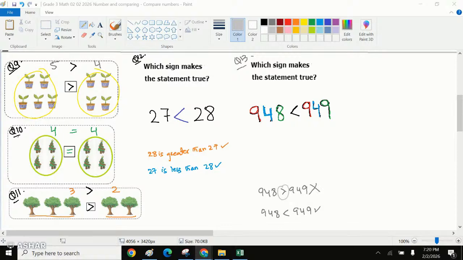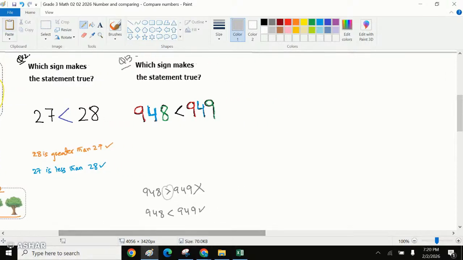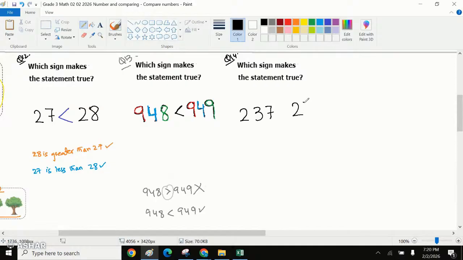Moving ahead to question number 14. And question number 14 says, which number is a greater number? And the numbers given are 237 and 277. Okay. So here we can see that they both are in 200s, right? So they both have 2 at the beginning, hundreds position. Hundreds digit is 2 for either of them. So we cannot differentiate.